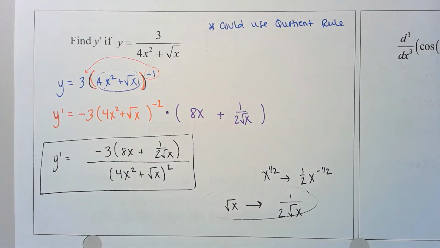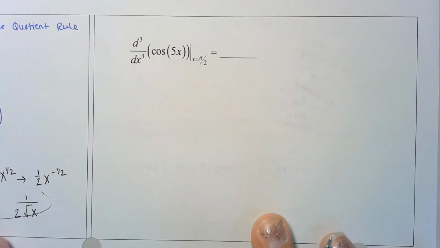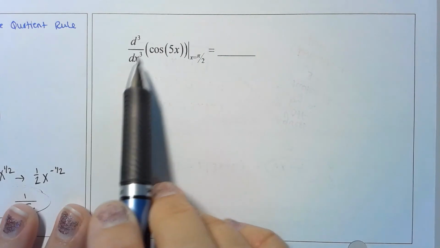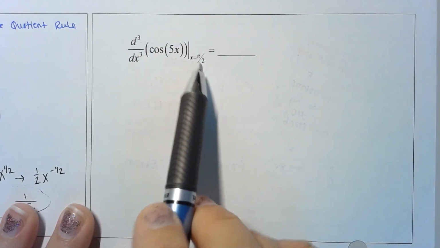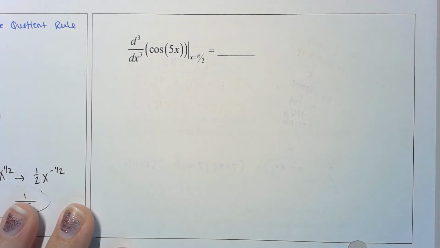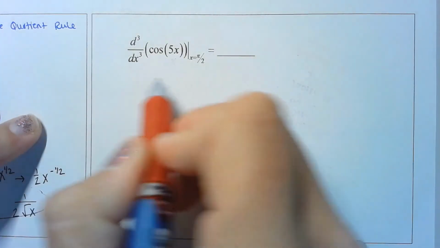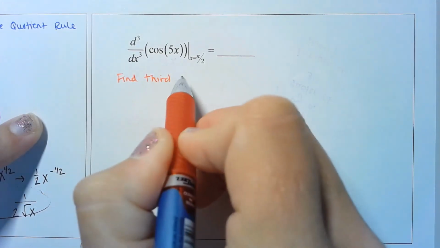All right, last one. We've seen this notation before. Find the third derivative of the cosine of 5x when x equals pi over 2. So we want the third derivative. So let's go ahead and write that down. We're going to find the third derivative.